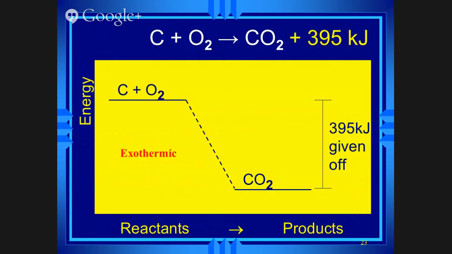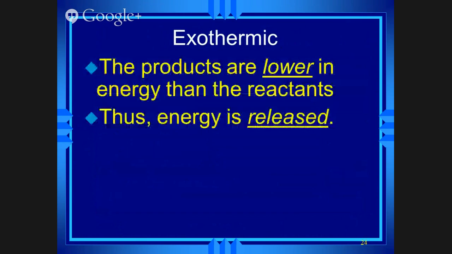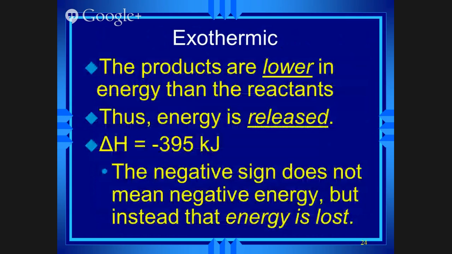So, plus 395 on the right side can also be done as delta H equals negative 395 kJ. The negative sign does not mean negative energy, but instead means that the reaction itself produced, released, lost that energy to the surroundings.